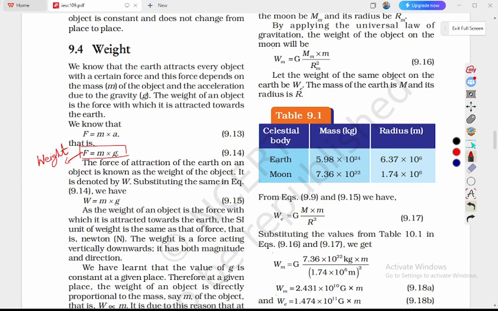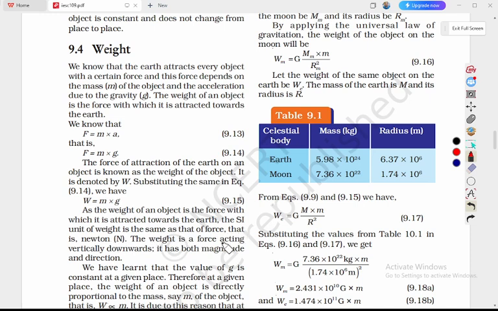The force of attraction of the earth on an object is known as the weight of the object. It is denoted by W. Substituting in equation 9.14, we have W equals m into g. That is the weight. As the weight of an object is the force with which it is attracted towards the earth, the SI unit of weight is the same as that of force, that is Newton.